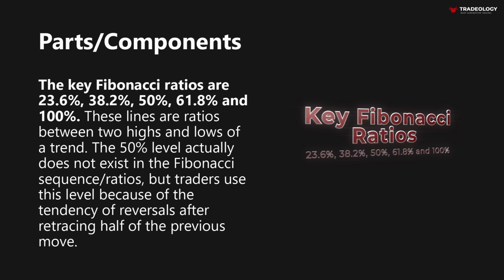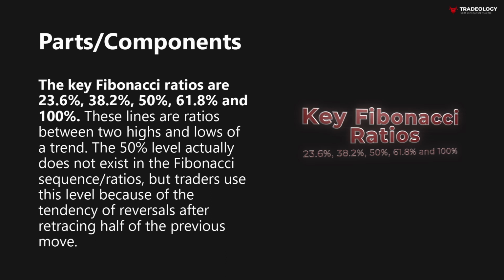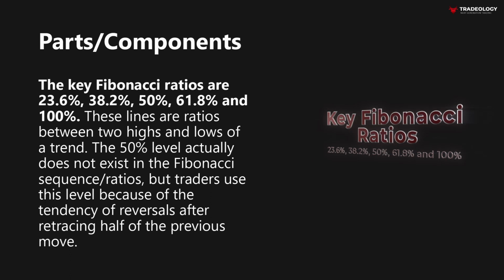The key Fibonacci ratios are 23.6%, 38.2%, 50%, 61.8%, and 100%. These lines are ratios between two highs and lows of a trend. The 50% level actually does not exist in the Fibonacci sequence of ratios, but traders use this level because of the tendency of reversals after retracing half of the previous move.